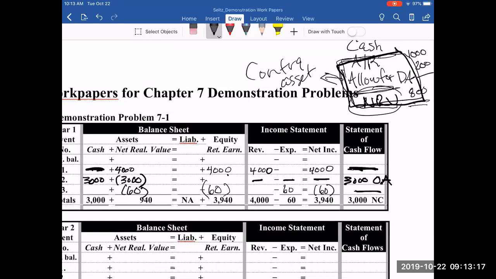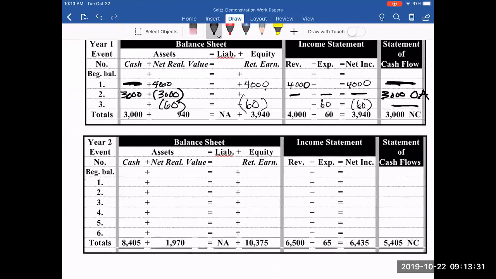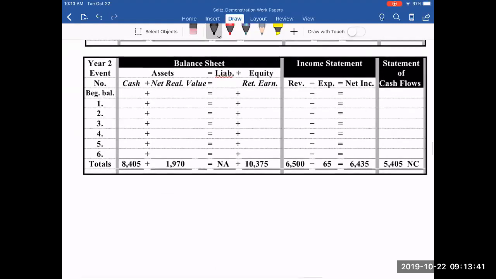So the accounts receivable would be $4,000 less $3,000, or $1,000, less the 60 for the bad debt. That's my allowance for doubtful accounts. I'm going to have a net realizable value of $940. Your net income is $4,000 less the bad debt expense, or $3,940, and then we have a net change in cash of $3,000. So I'm going to move on to year 2.